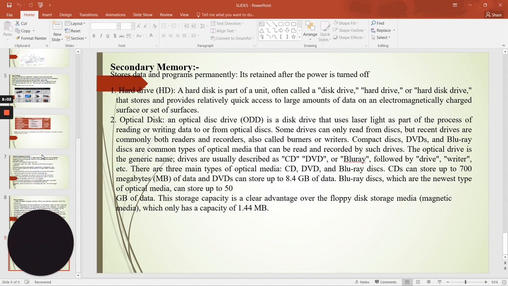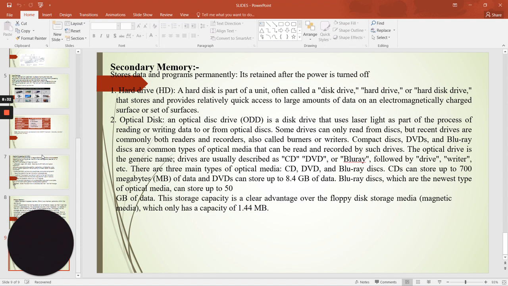Number two, we have optical disk. An optical disk drive is a disk drive that uses laser light as part of the process of reading or writing data to or from optical disks. Some drives can only read from disk, but recent drives are commonly both readers and recorders, also called burners or writers.